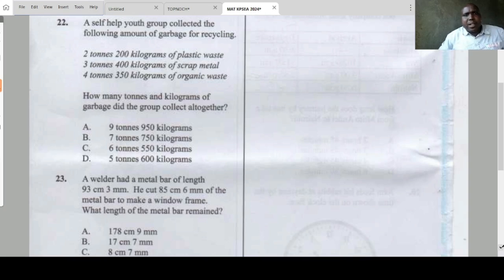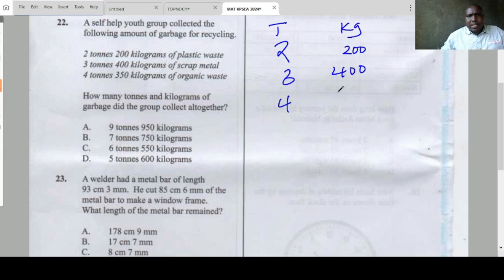A self-help youth group collected the following amount of garbage for recycling. How many tons and kilograms of garbage did the group collect? So altogether we need to add tons and kilograms: 3 tons 400 kilograms and 4 tons 350 kilograms. So let's add everything. 400 plus 350 is 750. 3 plus 4 is 7. So it is 7 tons 750 kilograms.